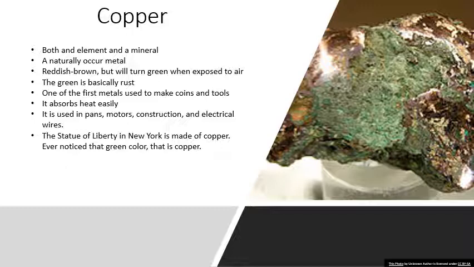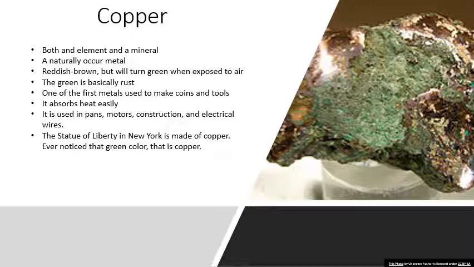Copper. So copper is both an element on its own and a mineral. It's a naturally occurring metal. A lot of metals are mixed with other stuff. Copper occurs naturally. It's reddish brown, but as you can see from the picture, it does turn green when it's exposed to air. The green is basically rust on the copper. It's one of the first metals that were used to make coins and tools. It absorbs heat easily. It is used in pans, motors, construction, and electrical wire.